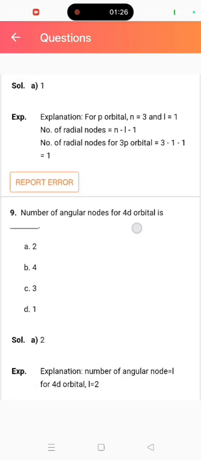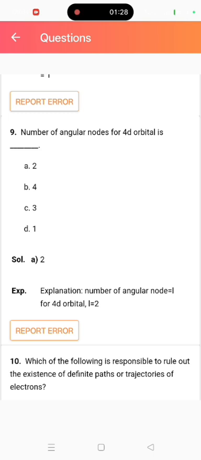Okay. Next one, angular nodes of 4d orbitals. So number of angular nodes is equal to l itself. So in 4d orbitals, n is 4 and l is d, that is d orbital, no? So l equal to 2. So l equal to 2, so angular nodes also equal to 2.